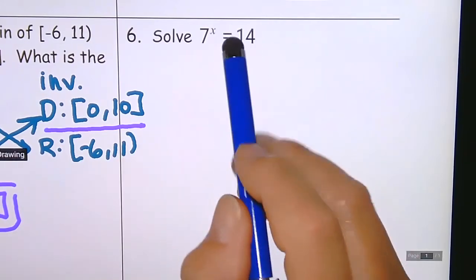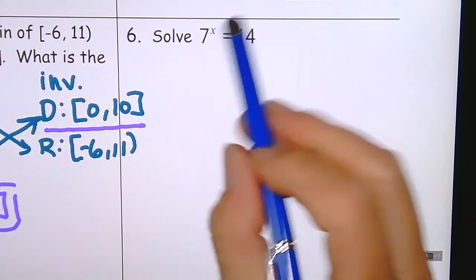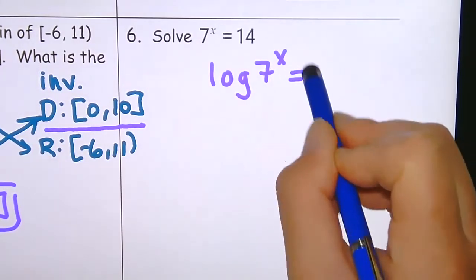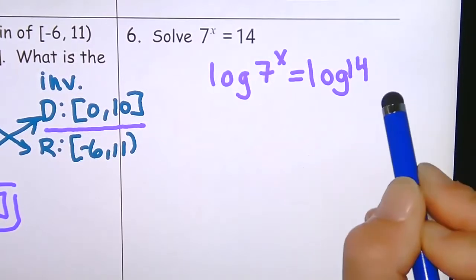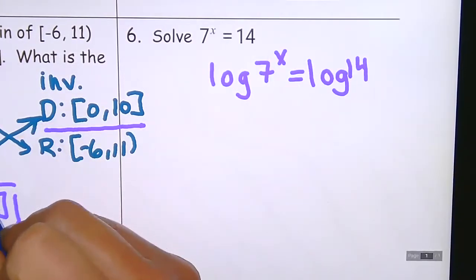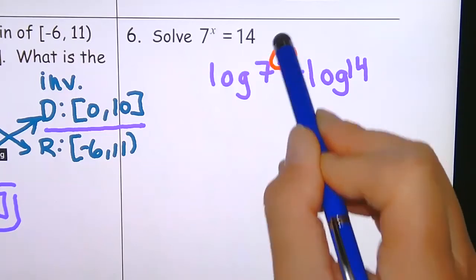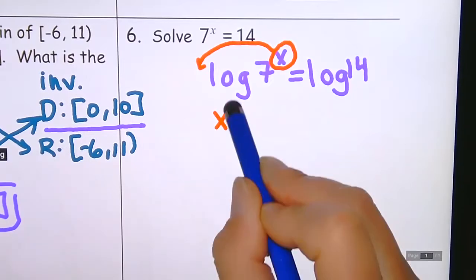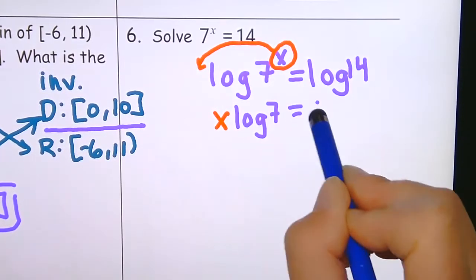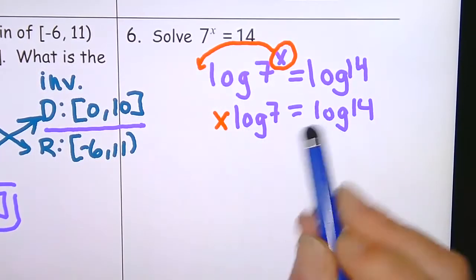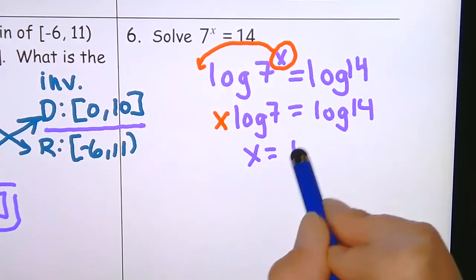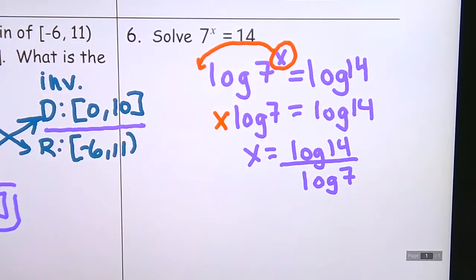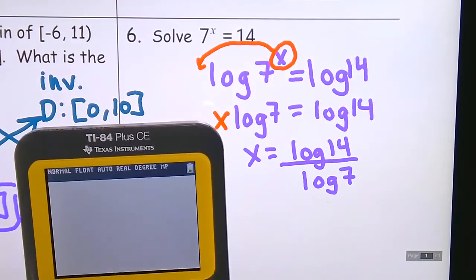So we're going to undo this by logging both sides. I'm going to take the log of 7 to the x and the log of 14. Because this is an exponent, when I take the log of an exponent, the exponent moves in front. This is going to be x times log 7 equals log 14. I'm going to divide both sides by log 7, and I get x is equal to log 14 over log 7.